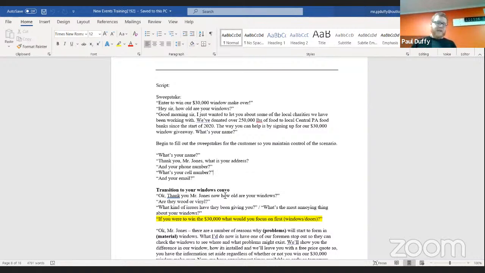Don't just go to the email right away. Try to get a second phone number. Even if they personally don't have two phone numbers, most people have at least two contacts in their household. Most people do.